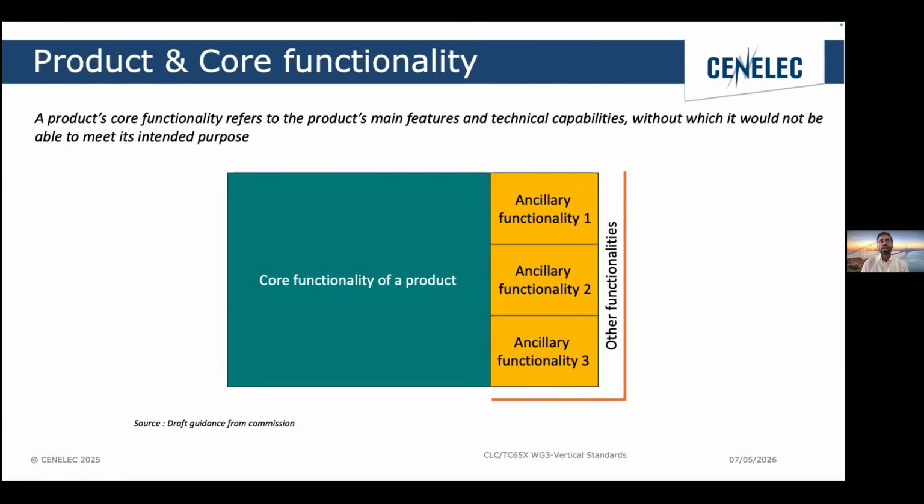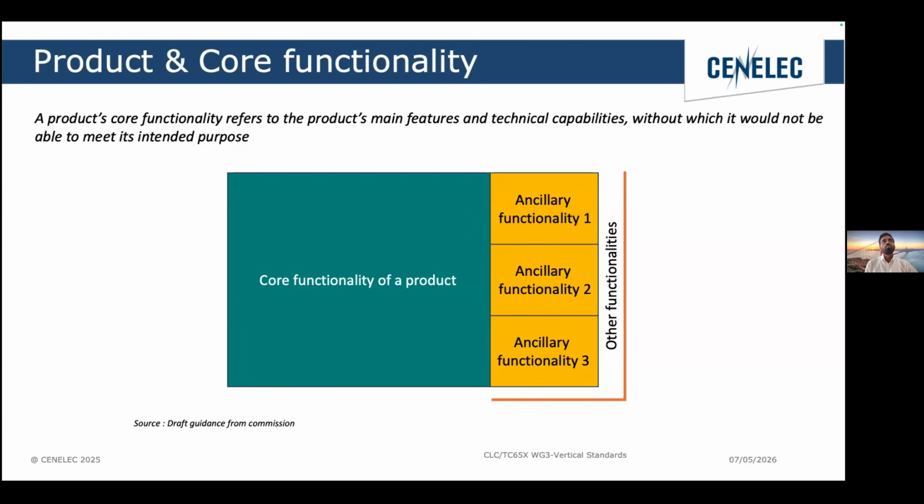So I would like to start from this diagram, and you see what is if you take any product, there is a core functionality, there is only one core functionality, and there can be multiple other functionalities, right?